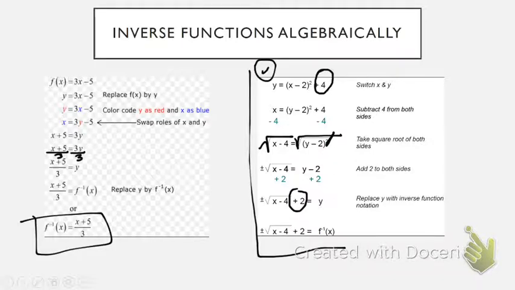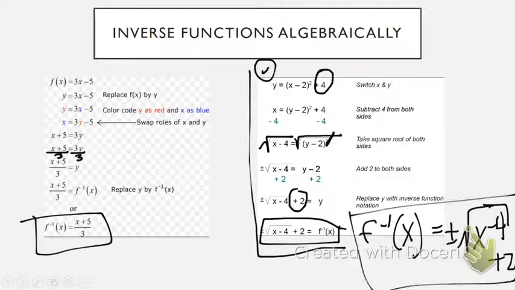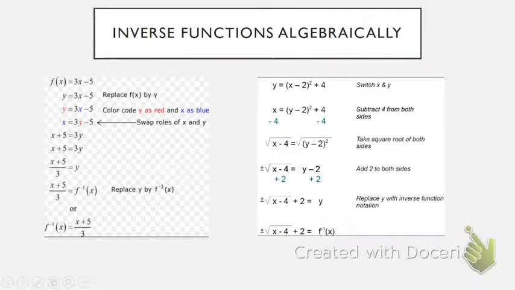All right? So now you rewrite it in function notation. If you need to do the symmetric property, the inverse of x, f to the negative 1 of x equals plus or minus the square root of x minus 4, plus 2. Now, that is what we need. Okay? Any questions, please ask your teacher. Next slide.